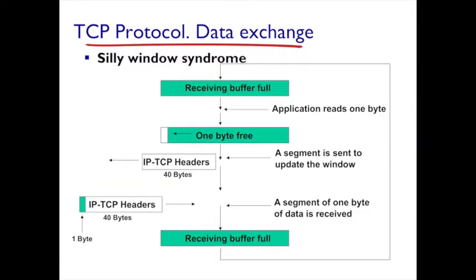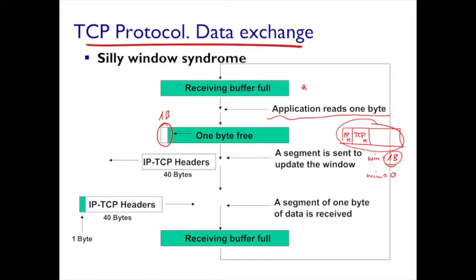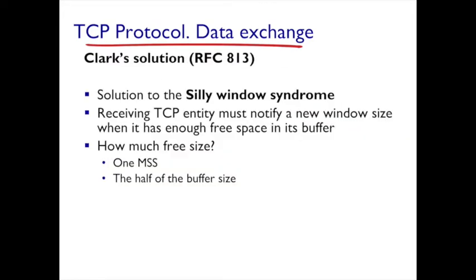So in order to solve the silly window syndrome, let's see an example. Starting from the buffer full, the application reads only 1 byte. So we have only 1 byte in the buffer free. But we have to notify the sending side with a segment, and this segment will have the IP header, the TCP header, for saying, okay, the window size is only 1 byte. So imagine we need 40 bytes for saying this simple thing, window equal to 1 byte. So the overhead is increasing. So after receiving this segment, the client will send 1 byte again. Then window size equal to 0, and so on and so forth.